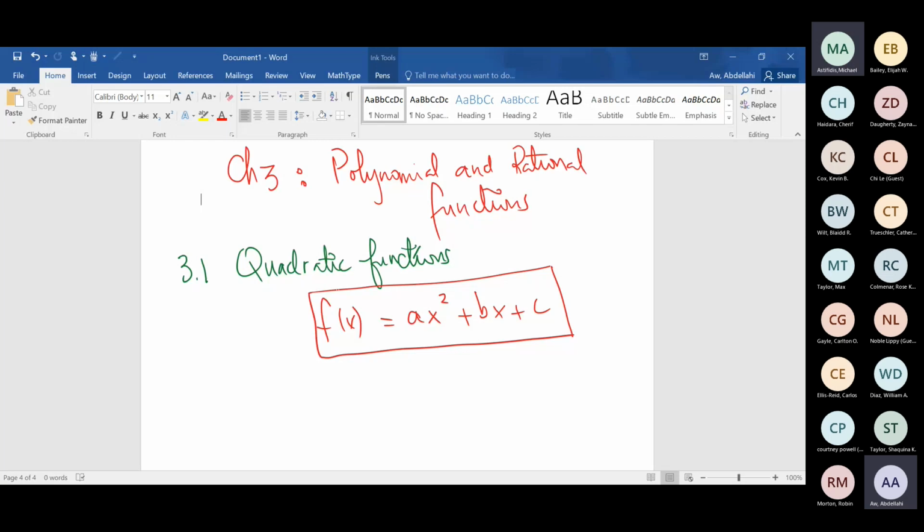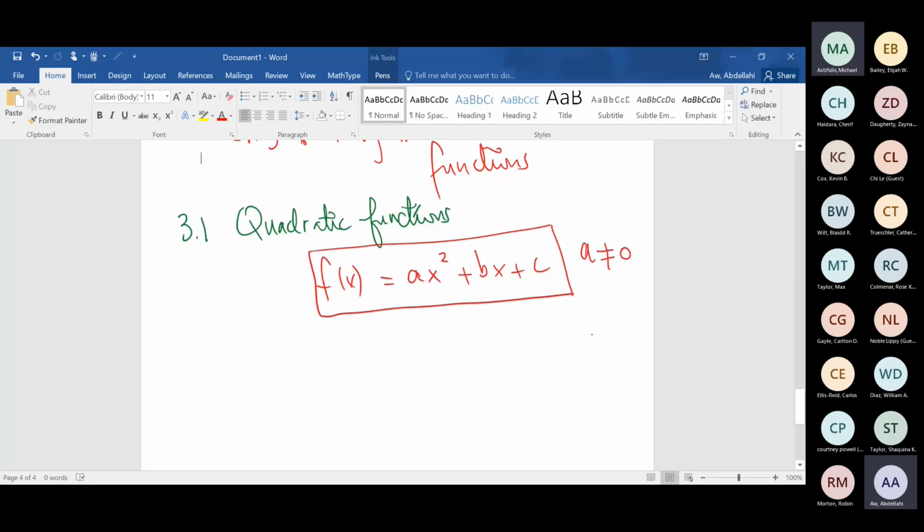So you have to have x squared to say this is a quadratic function. And for us to make sure x squared is there, the a cannot be what number? 0. If a is 0, then the function becomes what type of function? Linear. It becomes linear. So a cannot be 0. This is what you call a quadratic function, right? So this is the general form.